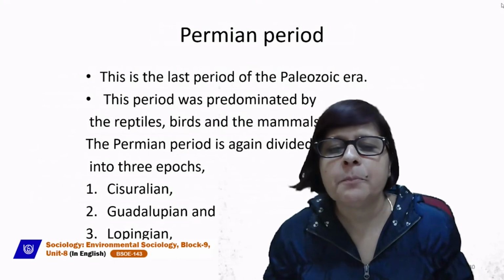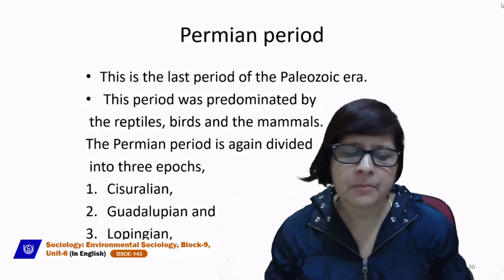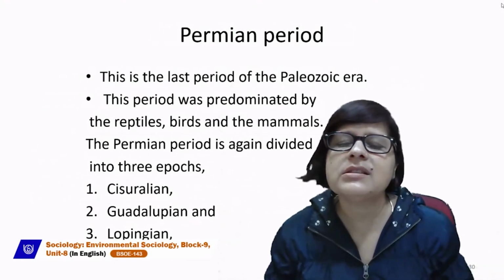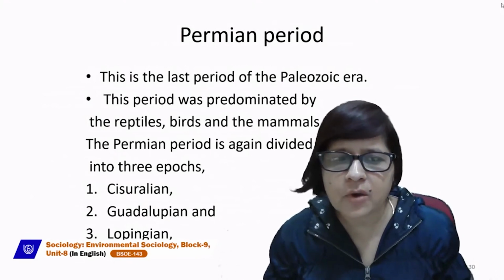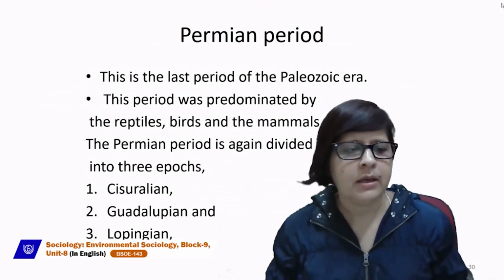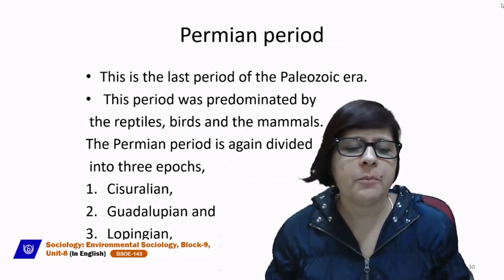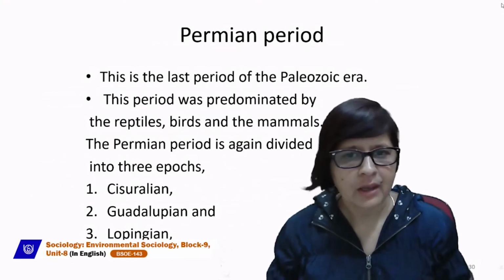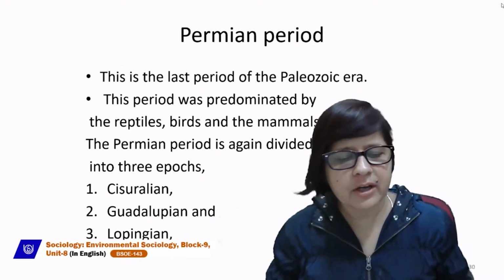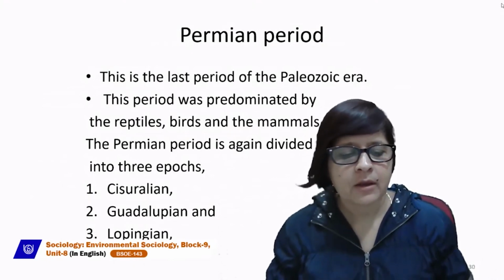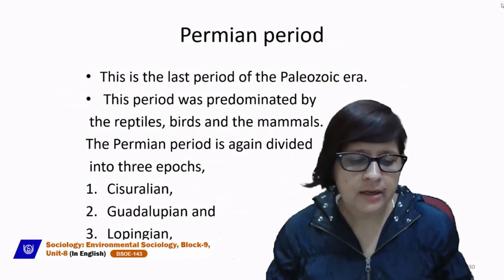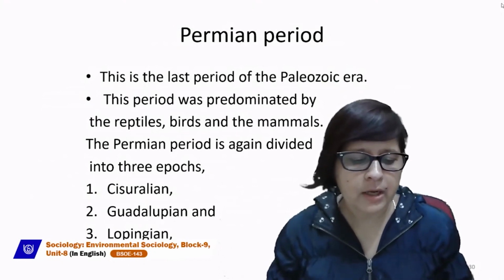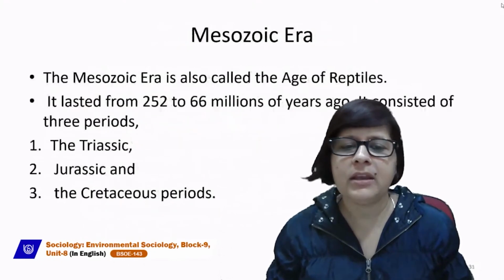Then comes the Permian period. The Permian period is the largest period of the Paleozoic era. This period was predominated by the reptiles, birds, and the mammals. And the Permian period is further divided into three ages: the Cisuralian, Guadalupian, and the Lopingian.